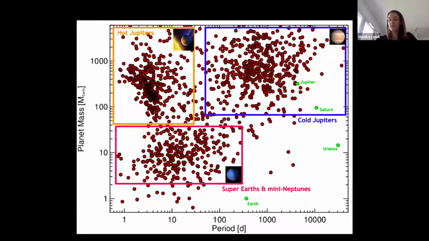We call these super Earths, or mini Neptunes, depending on a little bit whether we're believing them to be rocky or having a gaseous envelope. I'll come back to that. And then finally, more and more rocky planets are being discovered as well.